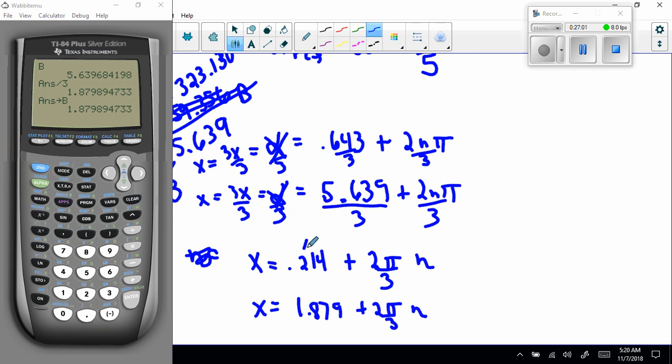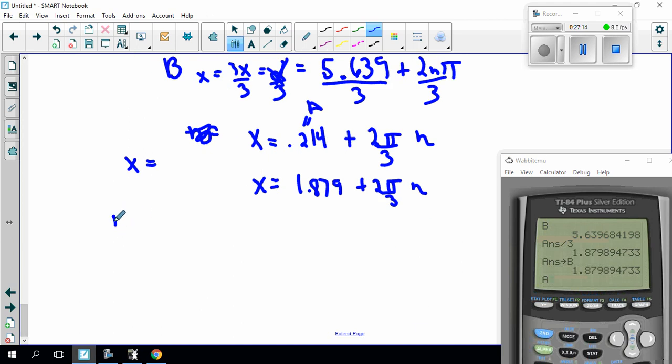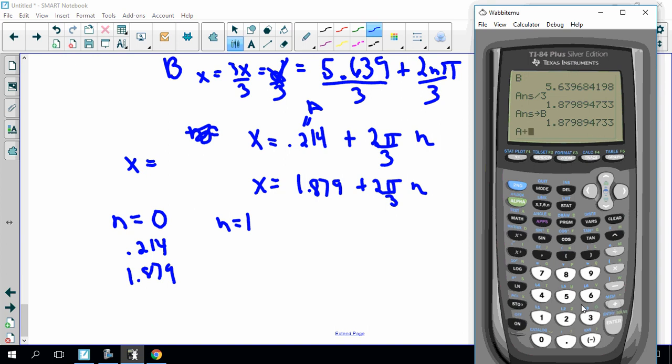So this is a, so alpha a. My answers are, trying to do it cutely, n is 0, you get 0.214, 1.879. n is 1, so you got to go alpha a plus 2 pi divided by 3 times 1, and you get 2.308.